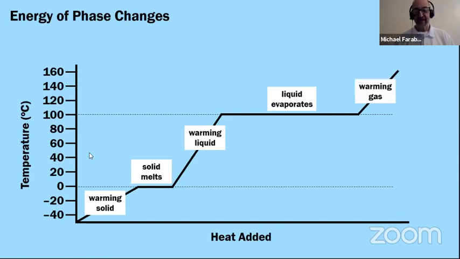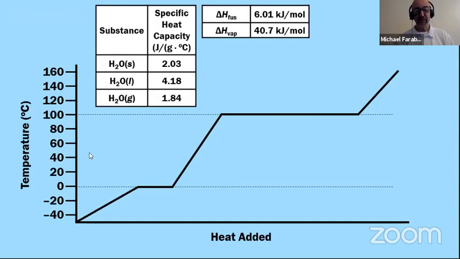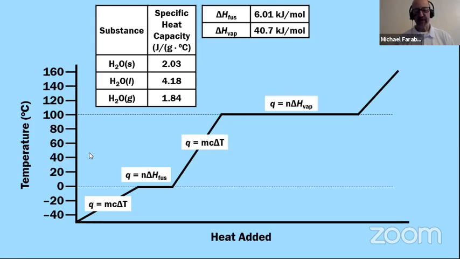You can see on this slide that we have different values for the specific heat capacity of water, whether it is a solid or a liquid or a gas. You'll also notice that when we do the enthalpy of fusion, that line segment is smaller than when we do the enthalpy of vaporization. So 40.7 is a larger number than 6.01. It takes more energy to evaporate the liquid than to melt it.